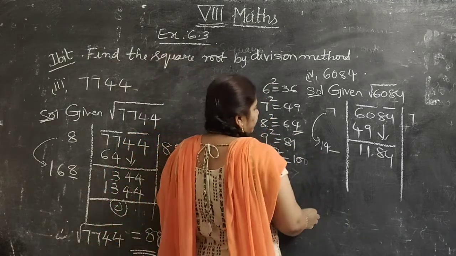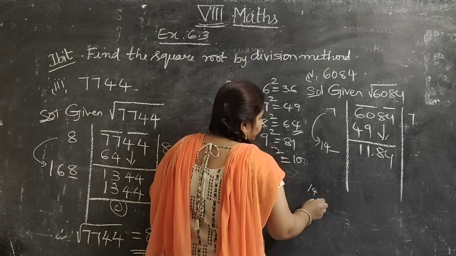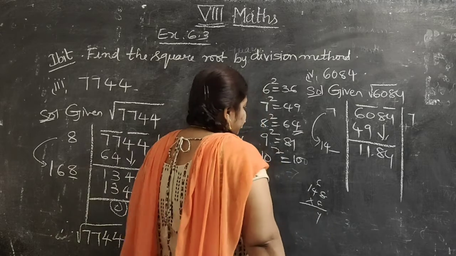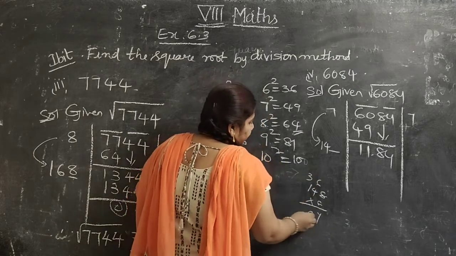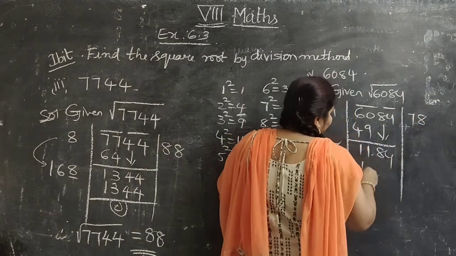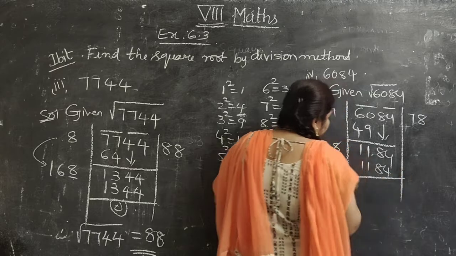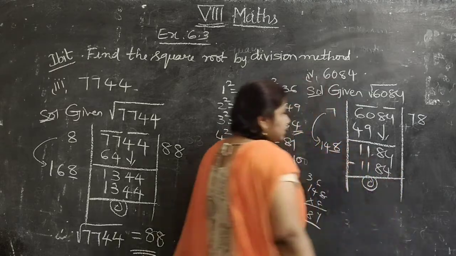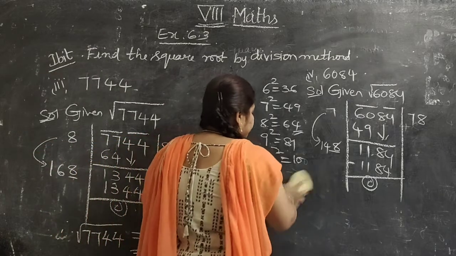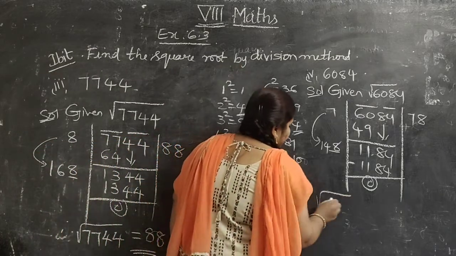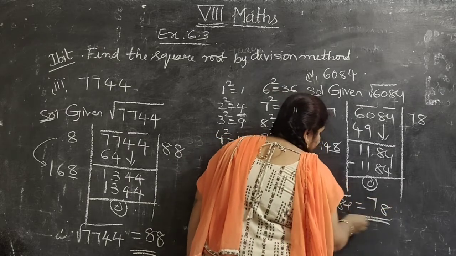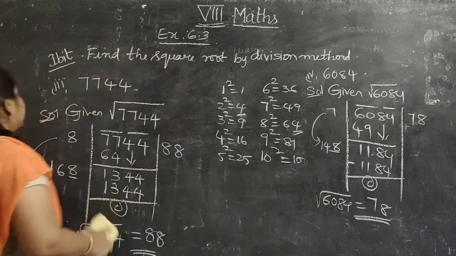So directly I am applying 8 times here. So 148 8's are 8 8's are 64, 8 4's are 32, 32 plus 6 is 38, this will be 11. So 148 8's are 1184. Subtract this, you got the remainder as 0. So what is the square root here? The square root of 6084 is how much? 78.